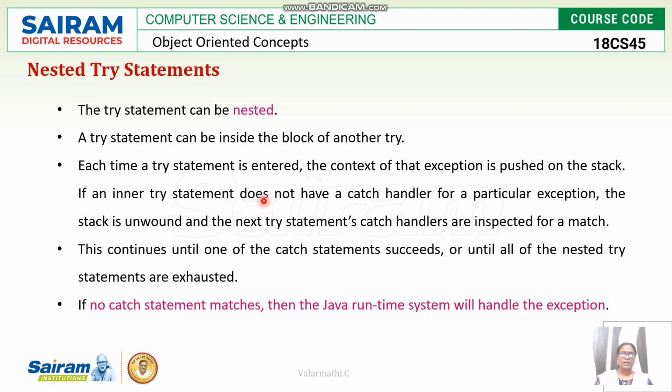Once again, I'll repeat. When you are writing a nested try statement, if the inner try statement does not have a catch for the exception, the control will directly go to the outer try statement's catch handler to inspect it. And if no catch statement matches, then the Java runtime system will handle the exception.